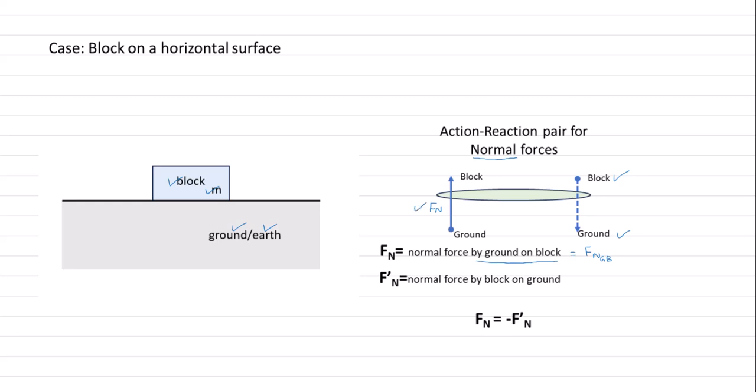And then in the action-reaction pair, the other force will be F dash N. And what is that? That's the normal force by the block on the ground. I could have alternatively written it as F dash N, by the block on the ground. By the nature of the forces in an action-reaction pair, the Fn force will be equal in magnitude but opposite in direction, represented by this negative sign of F dash N. So that's very important.